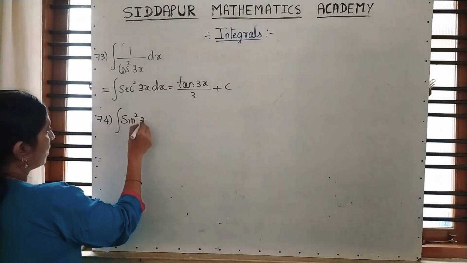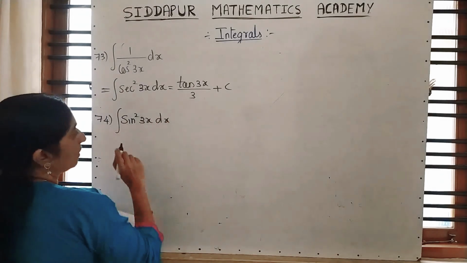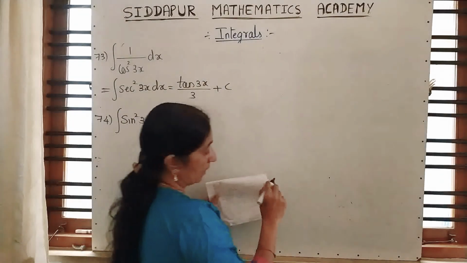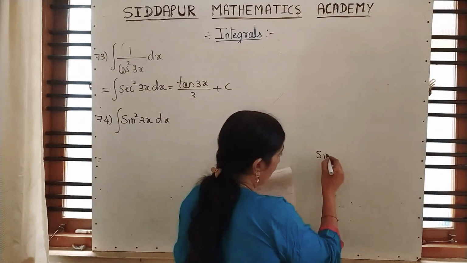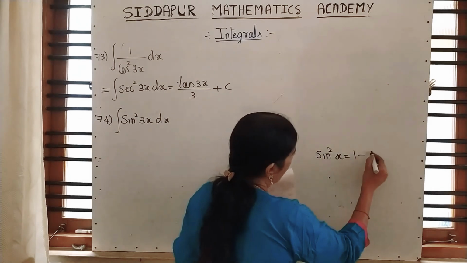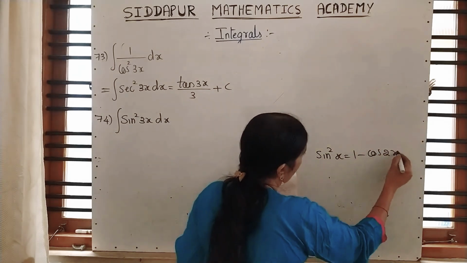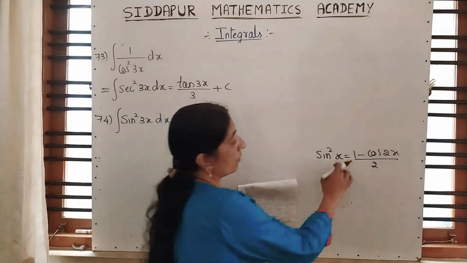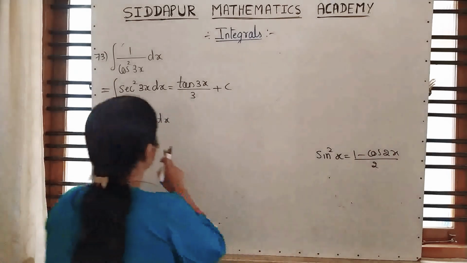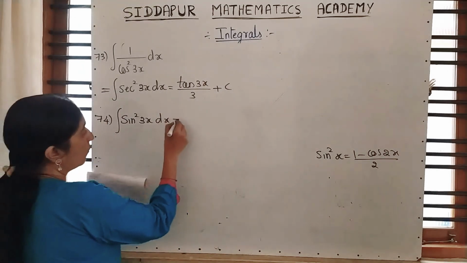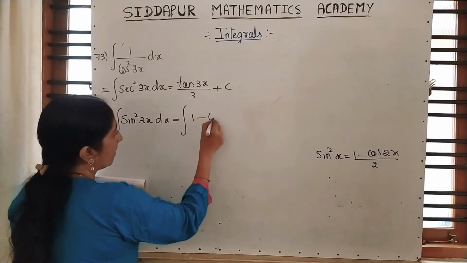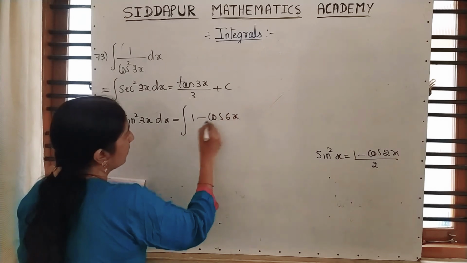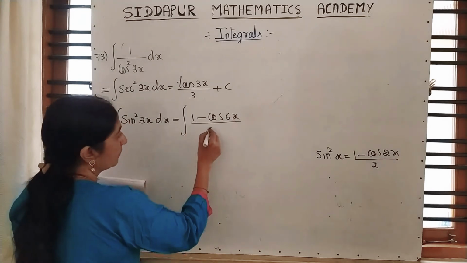Sin square 3x. See, in one of the previous examples I already gave: sin square x will be 1 minus cos 2x divided by 2. At that time only I told you, whatever is the angle, it becomes double. In this case, angle is 3x. Then how do you write? 3x double is 6.